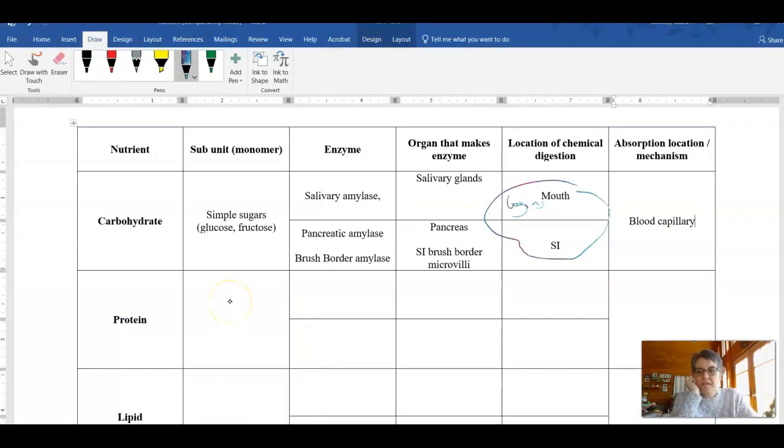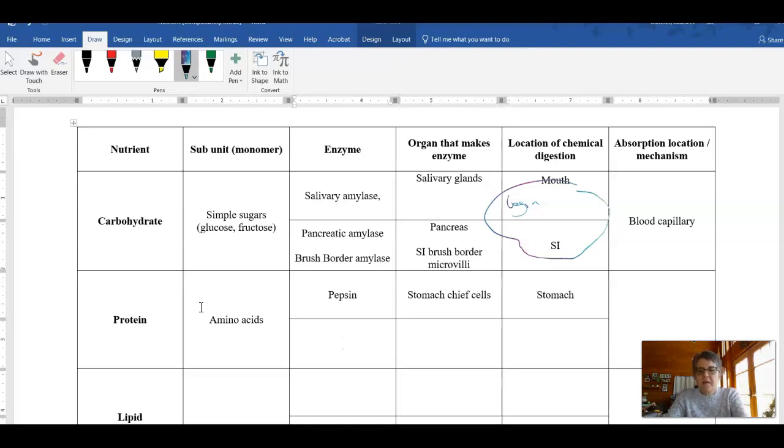Proteins get broken down into amino acids. I'm not writing it, I'm typing. And this enzyme, the first enzyme we saw for that was pepsin. That is made in the stomach chief cells, and it works in the stomach.